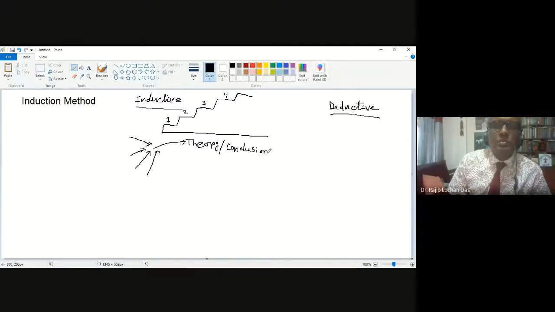research. That means we collect many data or many facts from our experiment or our everyday life, then we combine them together and then we come to a decision or conclusion. So this is inductive.